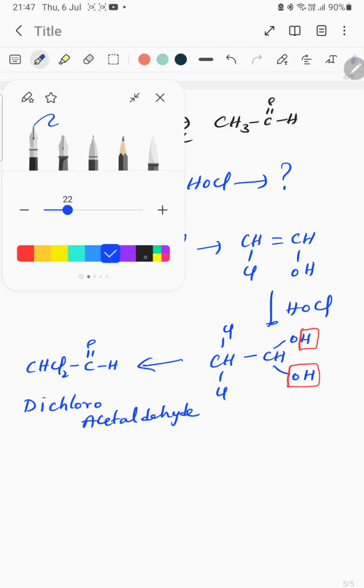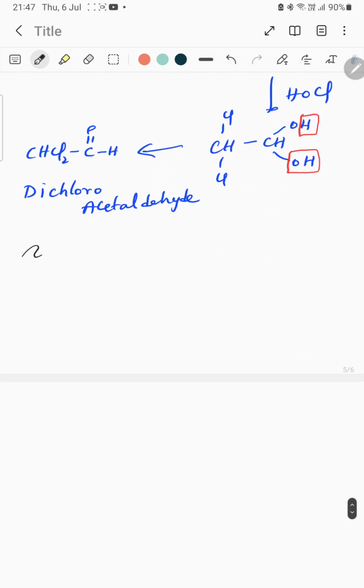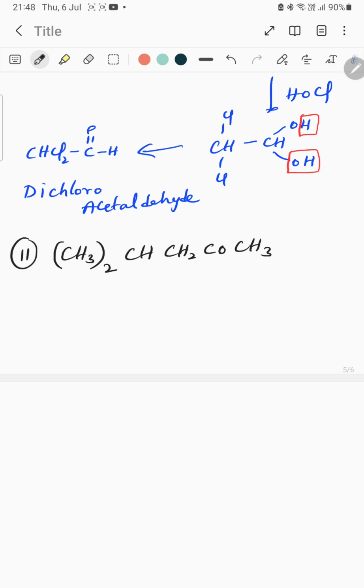Next, 11th one. Which one of the following reactions cannot give CH3 taken twice, CH, CH2, COCH3? Which option does not give the given compound? Check the option A. What is option A? CH3 taken twice, CH, CH2C, triple bond CH.